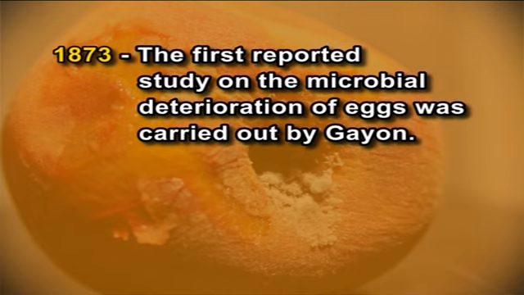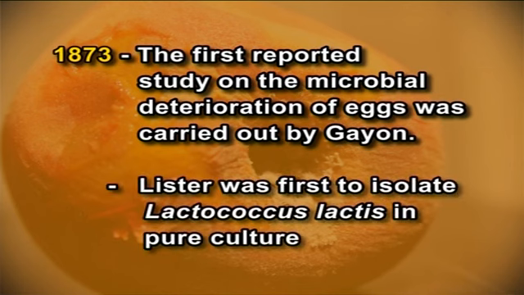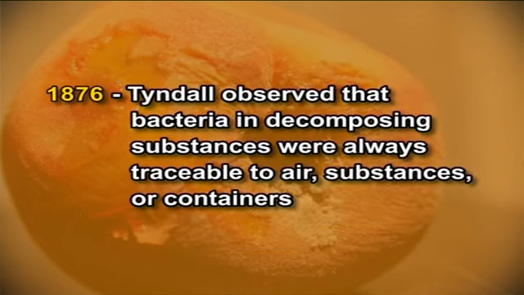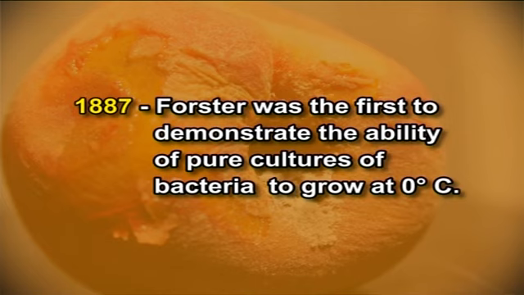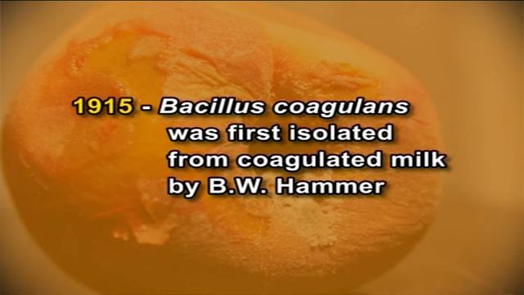In 1873, the first reported study on the microbial deterioration of eggs was carried out by Guion. In the same year, Lister was the first to isolate Lactococcus lactis in pure culture. In 1876, Tyndall observed that bacteria in decomposing substances were always traceable to air, substances or containers. In 1887, Foster was the first to demonstrate the ability of pure cultures of bacteria to grow at 0 degree Celsius. In 1915, Bacillus coagulans was first isolated from coagulated milk by B. W. Hammer.